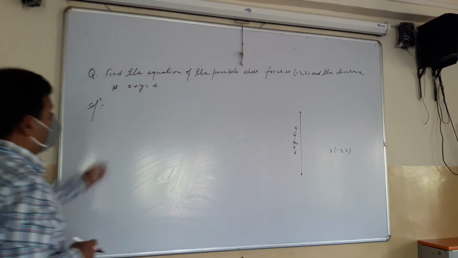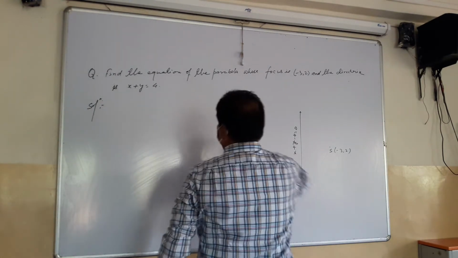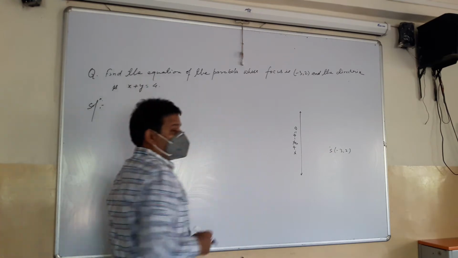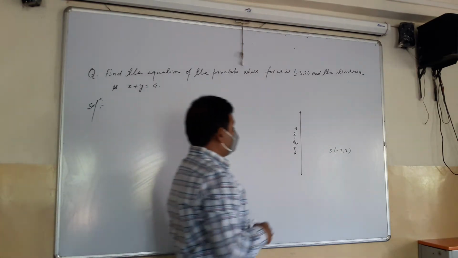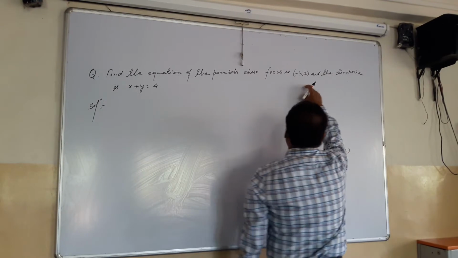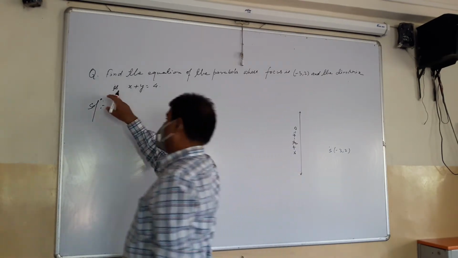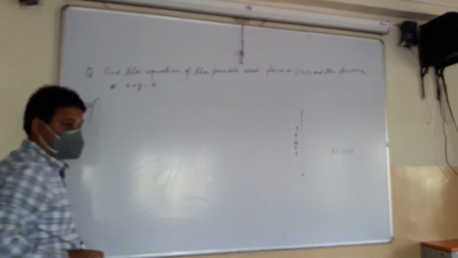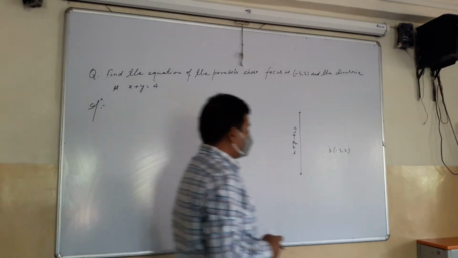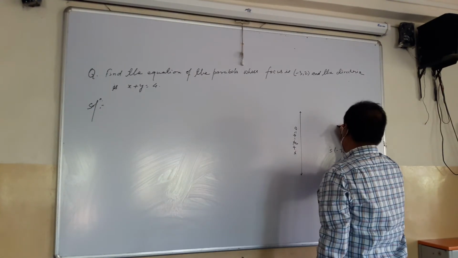The question is: find the equation of the parabola whose focus is (-3, 2) and whose directrix is x + y = 4.